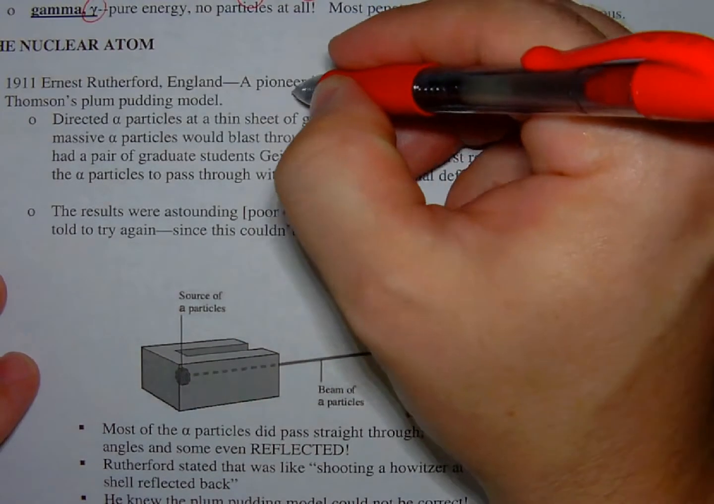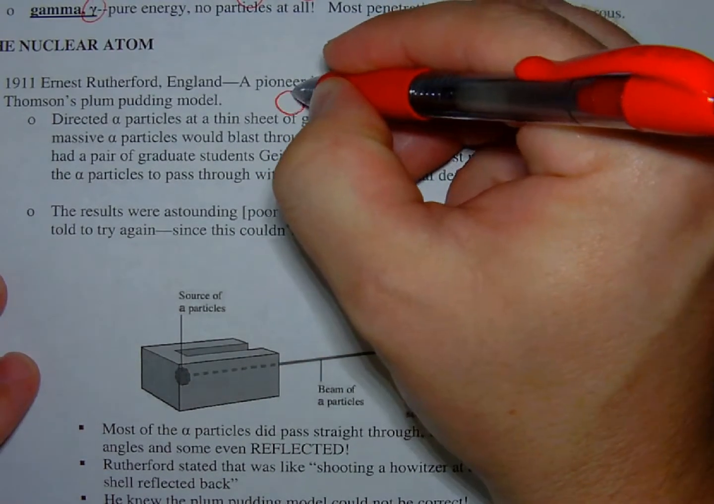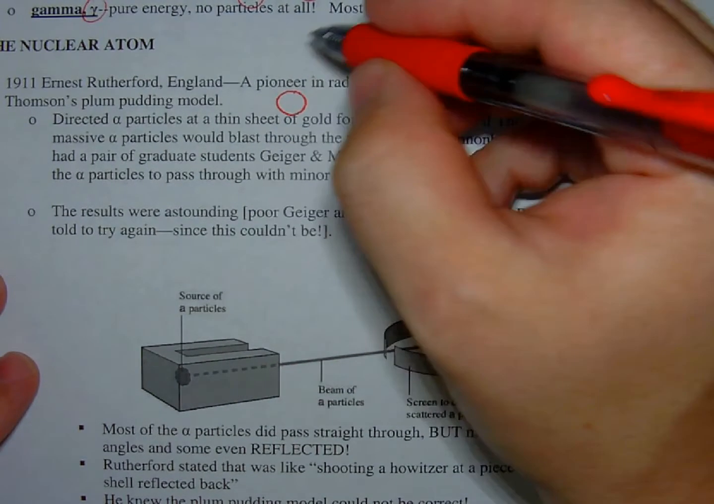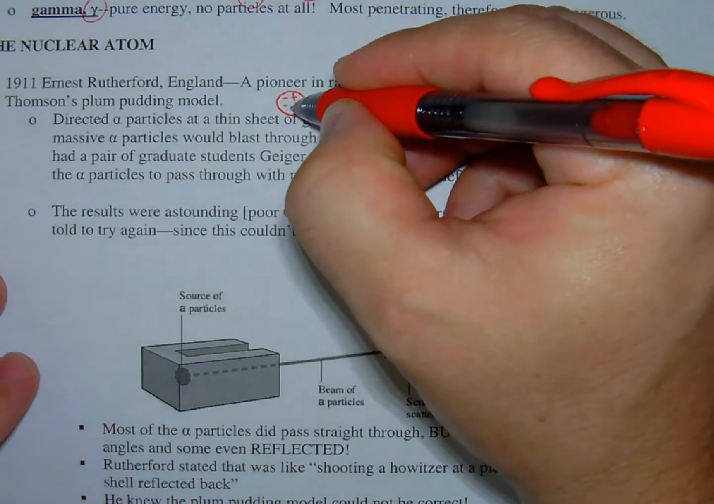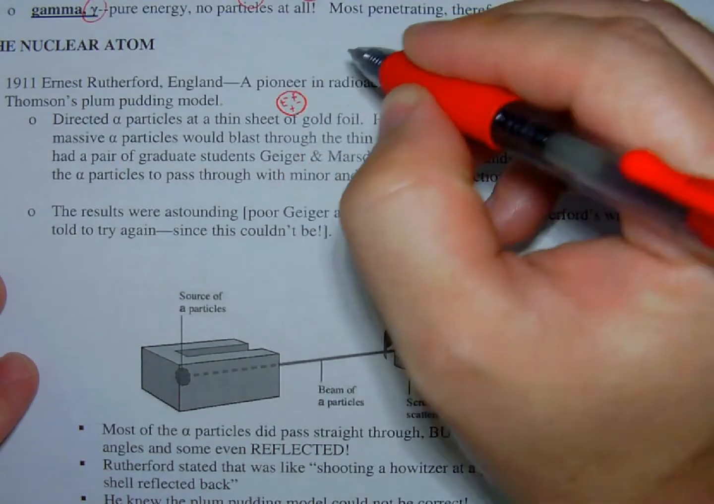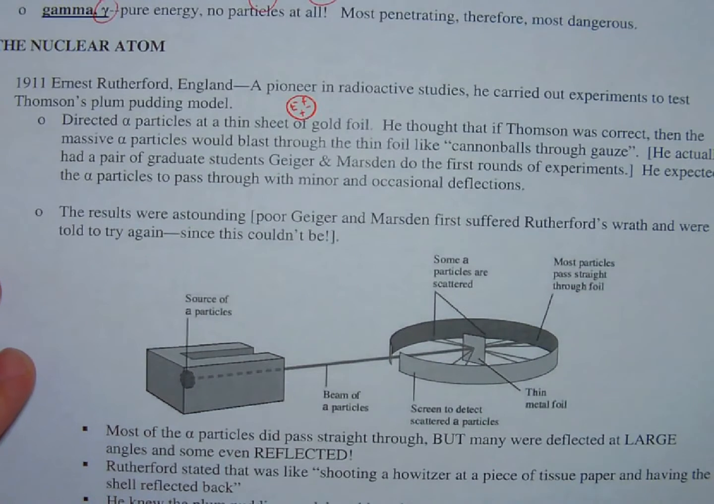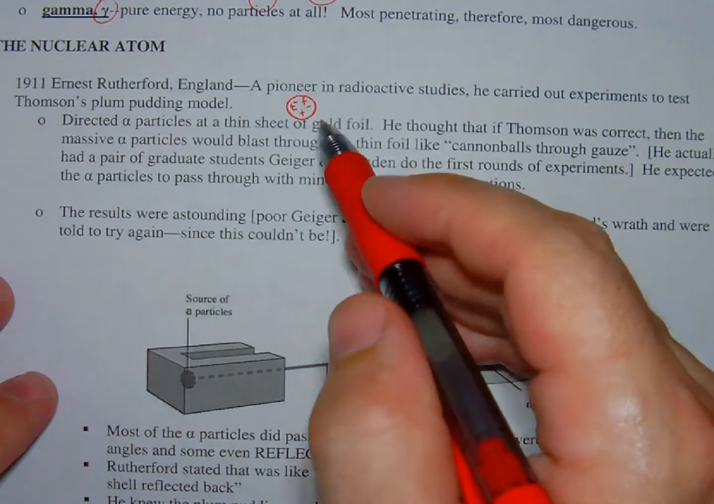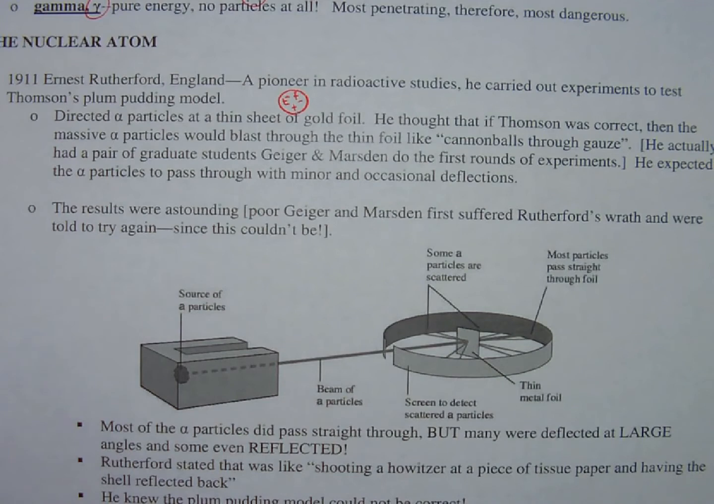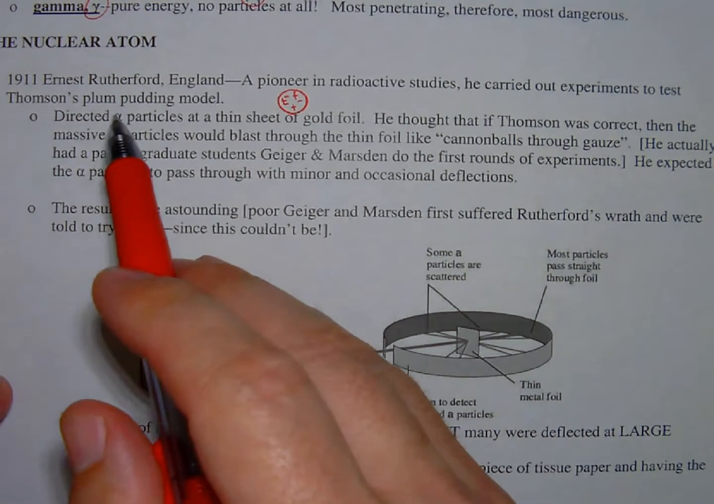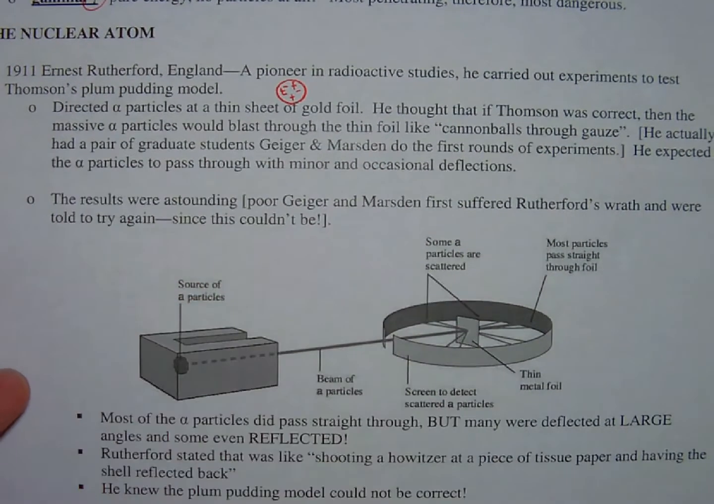Remember, the plum pudding model still thought of an atom as a sphere, but there were these negative electrons spread throughout, and kind of like a diffuse positive matrix. You think of it like a blueberry muffin, where the blueberries are the electrons, and the rest of the muffin is whatever the positive stuff is. And so Rutherford wanted to test this model, this idea.